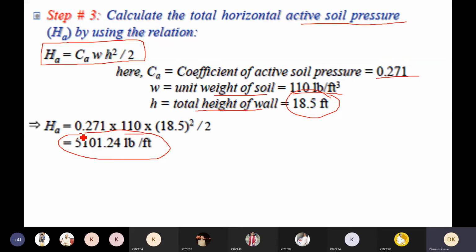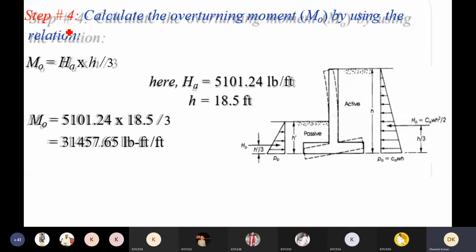5101.24 pound per foot, that is your total active soil pressure. Now in our step 4, you have to calculate the overturning moment, that is MO, by using this relationship. The overturning moment means the movement that the soil gives the wall, due to which the wall has a chance of overturning. So you have to use a formula that is HA multiplied by H by 3. I have already told you why this H by 3 comes into this formula.